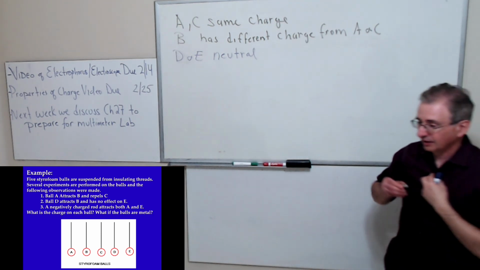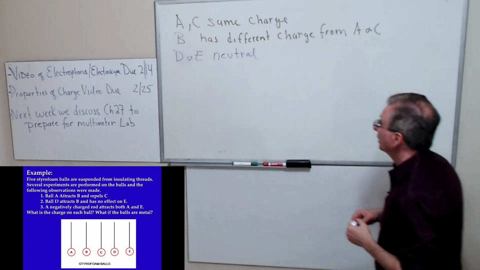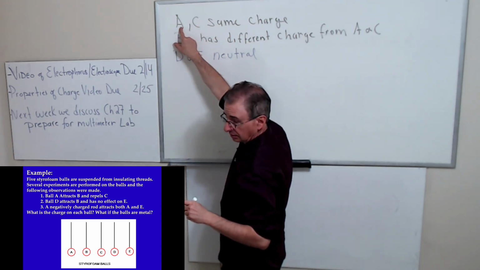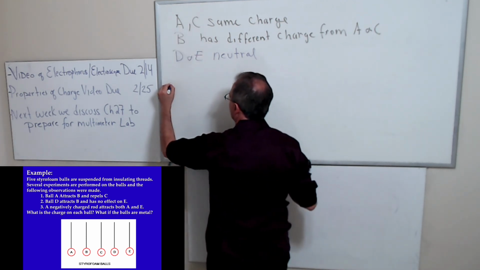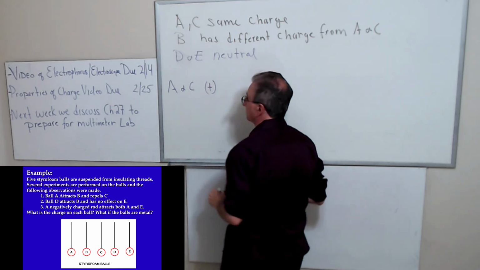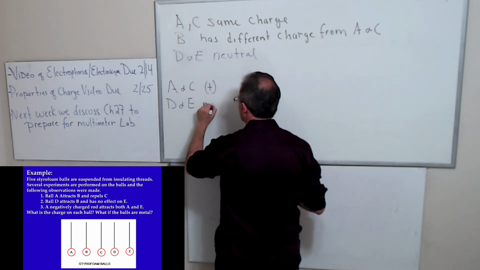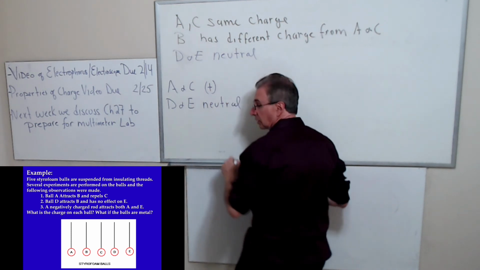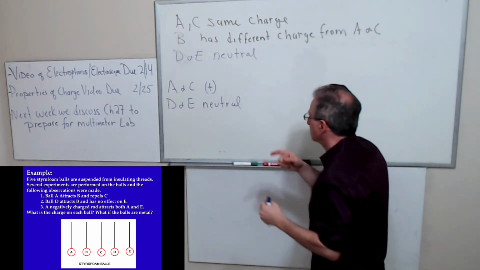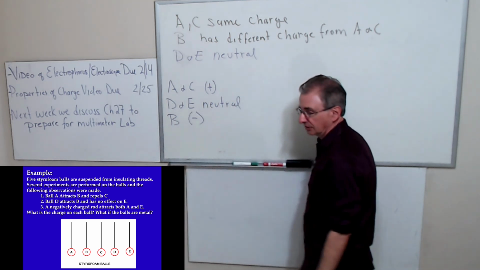Now, the last statement. A negatively charged rod attracts both A and E. Well, if the rod's negatively charged and it attracts A, then that means that A and C have to have a positive charge. And then we know that D and E are neutral. So all we're left with is B. Well, B attracts A, so that means B has to be negatively charged. That's your answer. That's D.